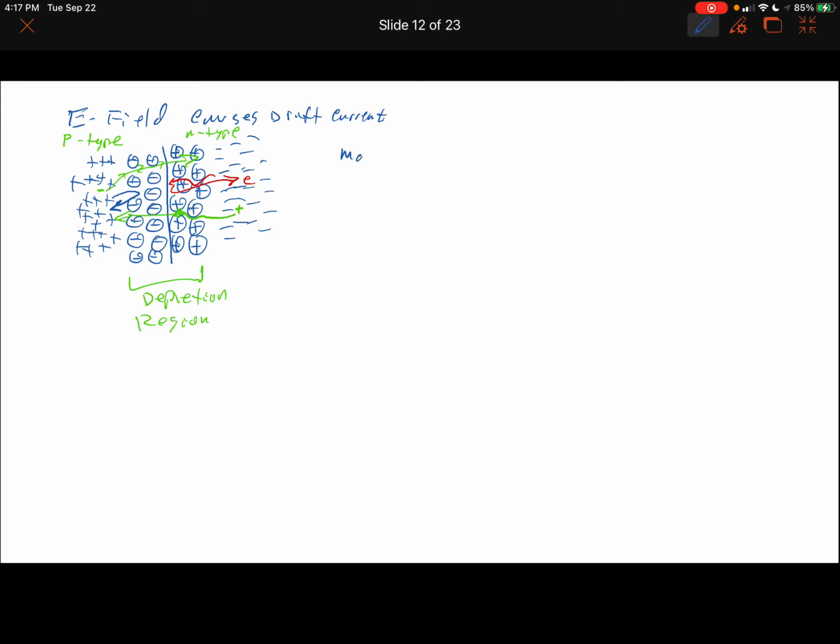So majority carriers are kicked out of the depletion region, and minority carriers are sucked through and become majority carriers on the other side.